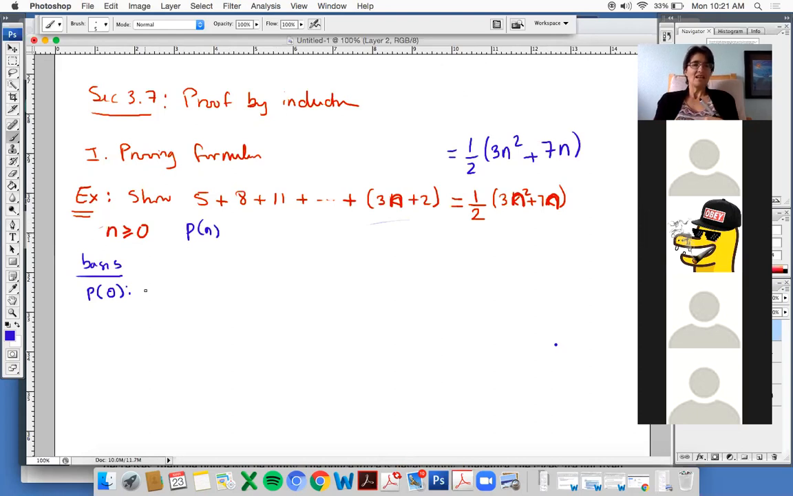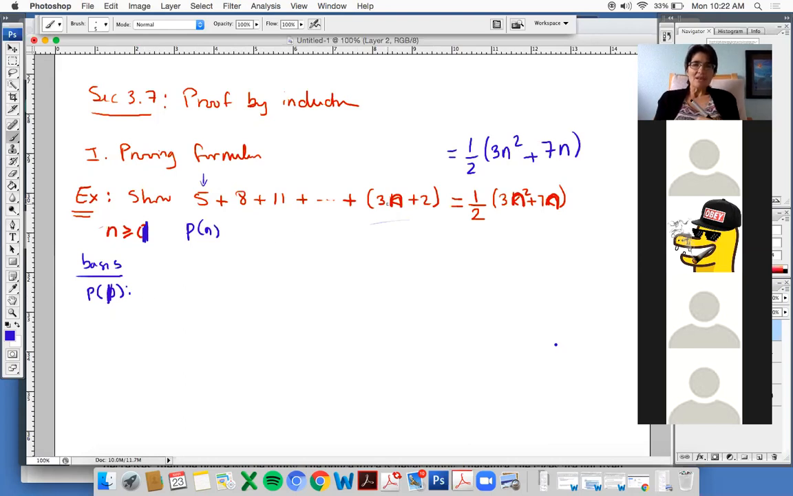So if I plug a zero into both sides of the equality, this side says I'm adding stuff up. Actually, does this work for n is zero? Then the sum is 2. Maybe let's start at 1, because it doesn't really make sense to start at 0: if I plug 0 in here, it's going to start at 2 and not at 5. So I'm going to start with n is 1.